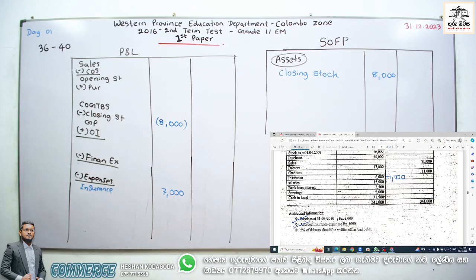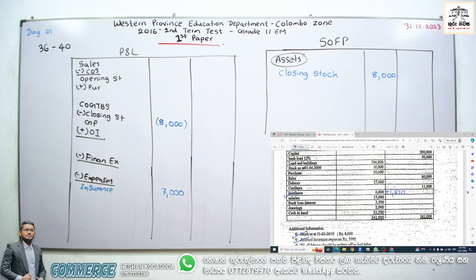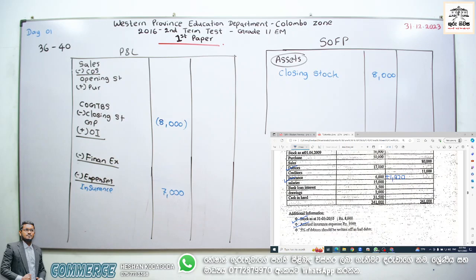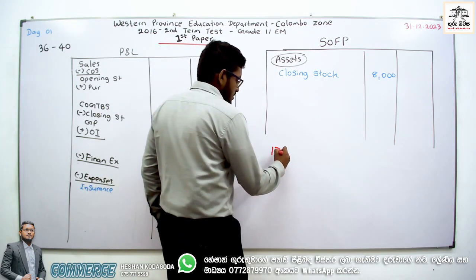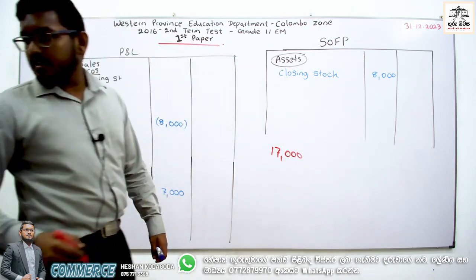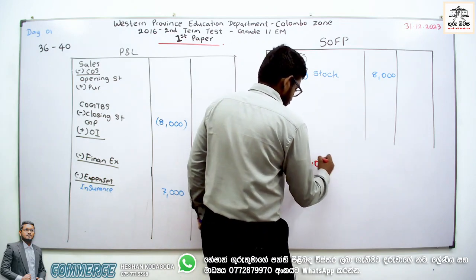5% of debtor should be written off as bad debts. First of all, we need to find how. Right? Now debtor 17,000. So we need to deduct 5% of debtor as bad debts, right? Now you know which means in here what we need to calculate, 17,000 the debtors, right? So you need to find 5%.